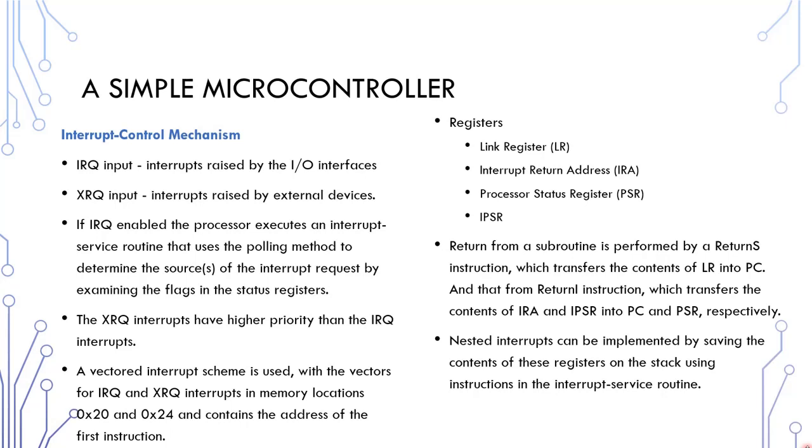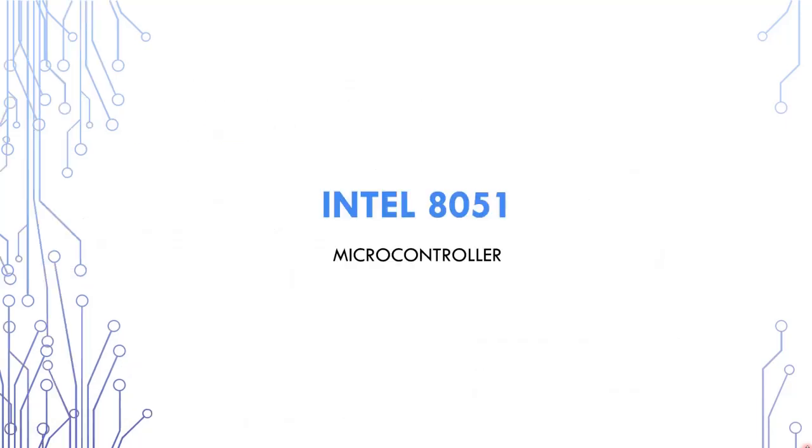Note that if the interrupt service routine calls a subroutine, then it must save the contents of the LR because an interrupt may occur when the processor is executing another subroutine. Now let's look into the 8051 microcontroller as a simple example to learn how these things work.